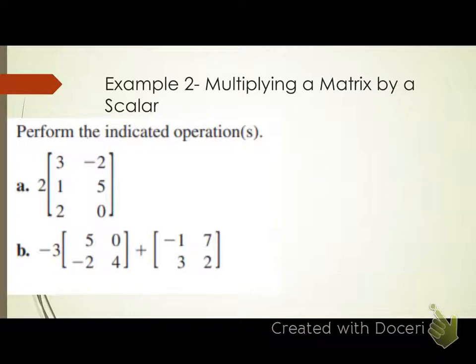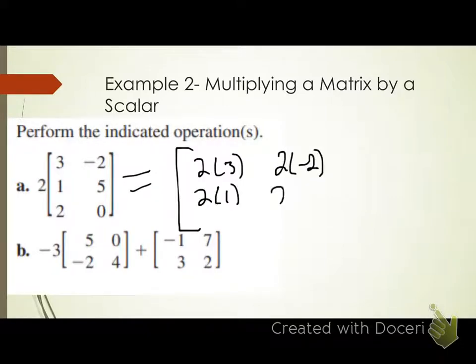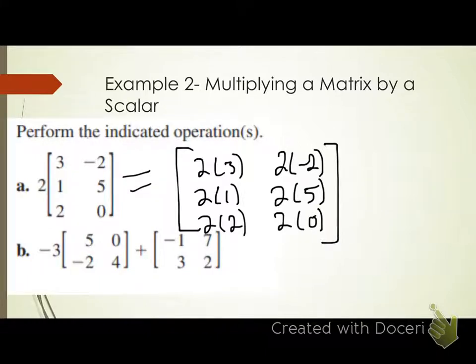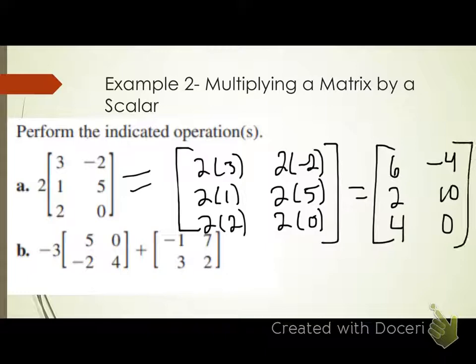Once again, I just have to multiply each element by that scalar. So I'm doing 2 times 3, 2 times negative 2, 2 times 1, 2 times 5, 2 times 2, and 2 times 0. Just multiplying every element by the scalar. 2 times 3 gives me 6. 2 times negative 2 gives me negative 4. 2 times 1 is 2. 2 times 5 is 10. 2 times 2 is 4. 2 times 0 is 0.